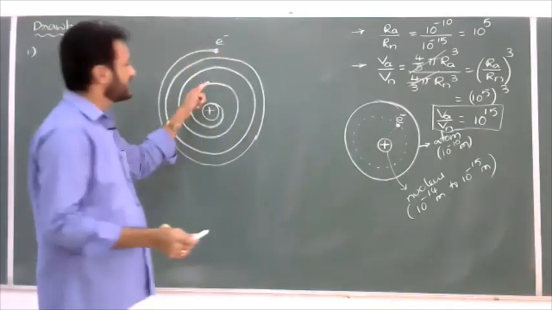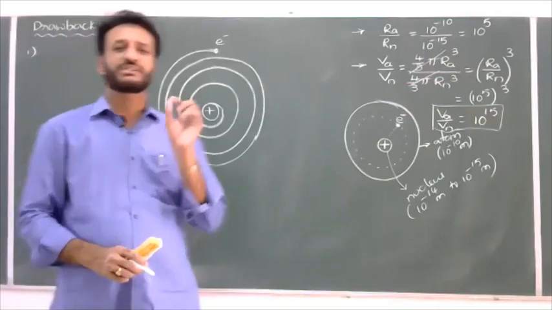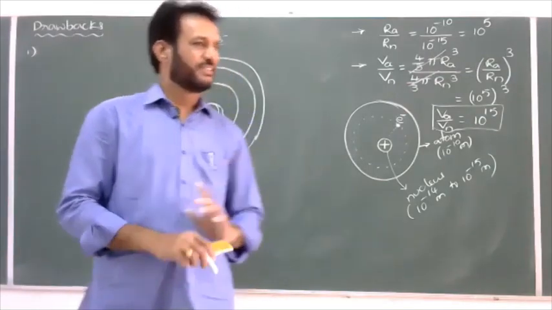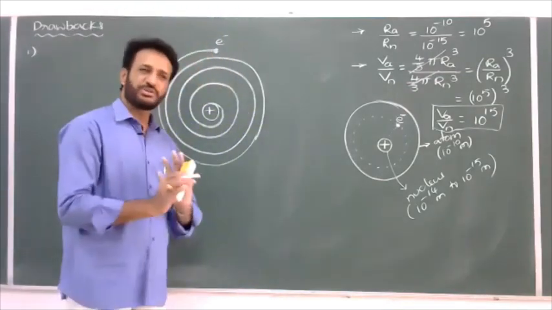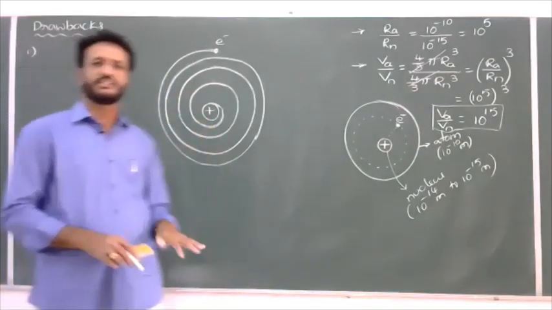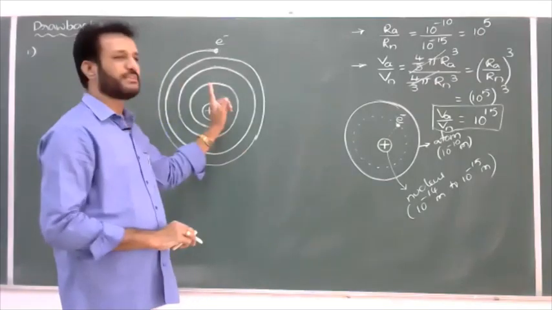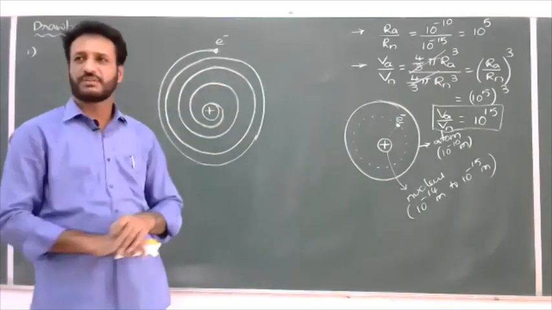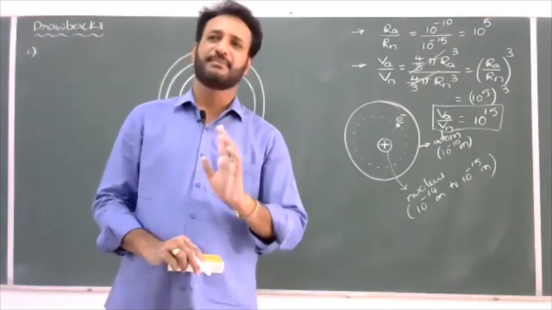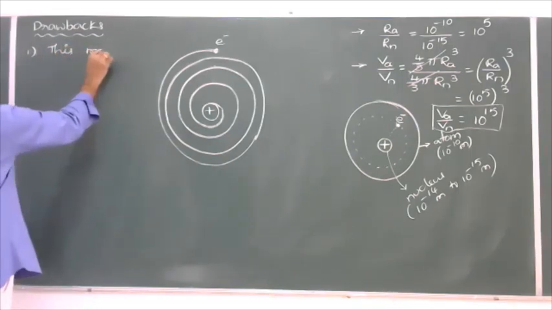Once the electron falls into the nucleus, what will happen? The total structure of the atom will collapse. There will be no structure and no shape of the atom. But calculations show that there is stability of the atom, the structure of the atom. So that is one of the failures or drawbacks. Rutherford could not explain the stability of the atom. So one important point: Rutherford's model could not explain the stability of the atom.